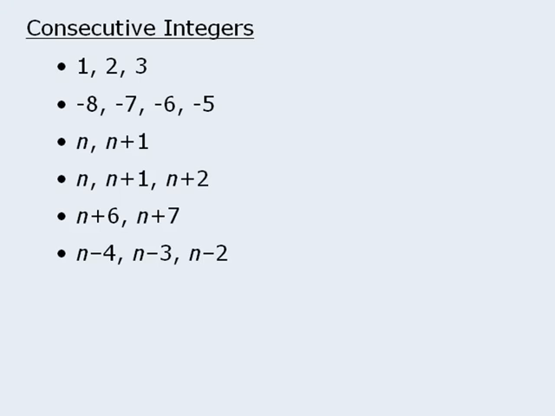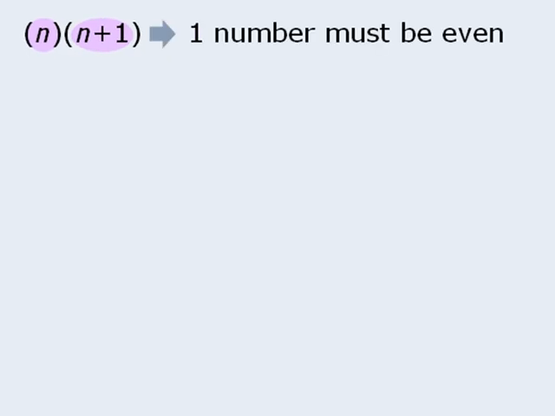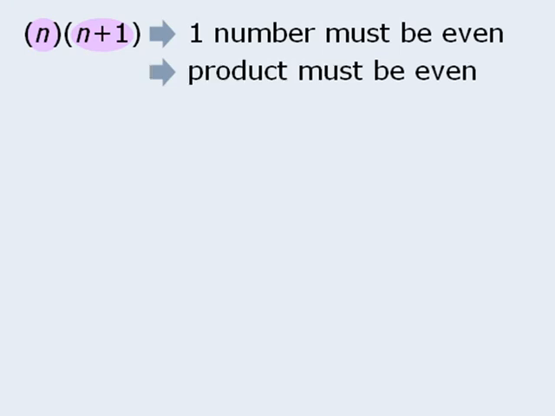Okay, now let's apply this information. If n is an integer, what conclusions can we make about this expression? Well, if we recognize that we have two consecutive numbers here, then we can be certain that one of those two numbers must be even. And if we know that one of the two numbers is even, then we can also be certain that the product of the two numbers will be even. Okay, what about this expression? What conclusions can we make here?